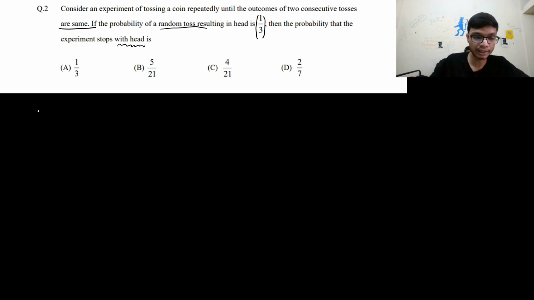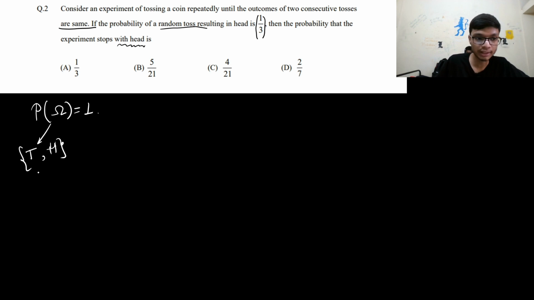If we firstly assume, we know that the probability of the sample space is equal to 1. Since this sample space contains only two outcomes, that is head or tail, these are the only outcomes of the sample space, and these outcomes are mutually exclusive and exhaustive.